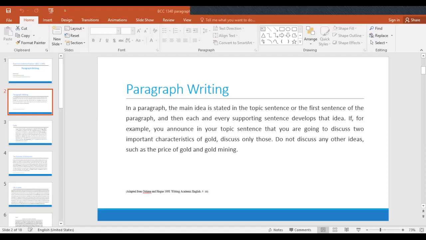And then each and every supporting sentence develops that idea, right? So from the very second sentence onwards until you come to the concluding sentence of your paragraph, all the sentences have to be sentences that support your topic sentence, right?